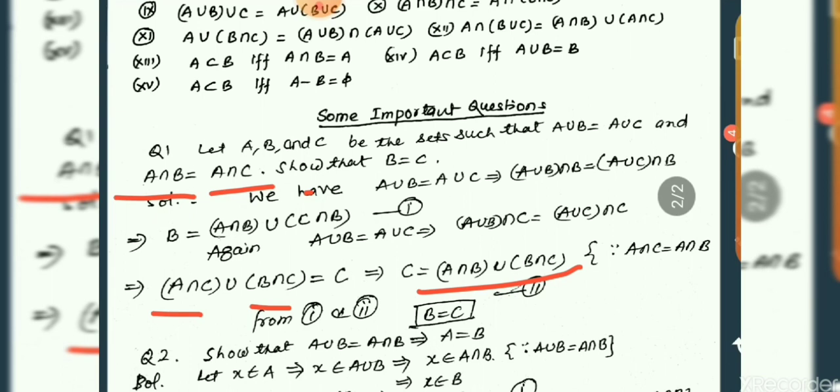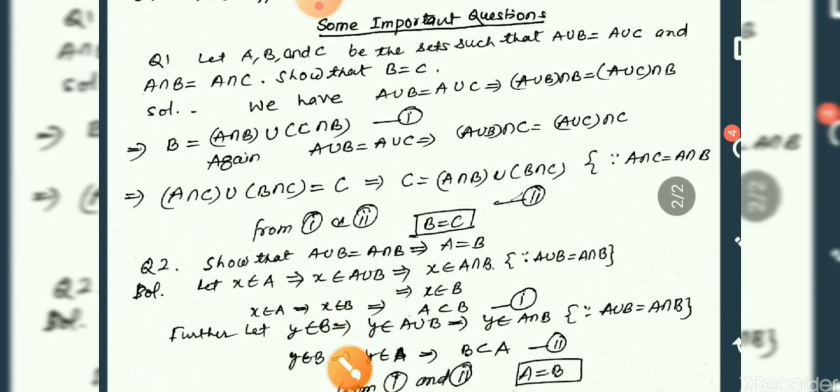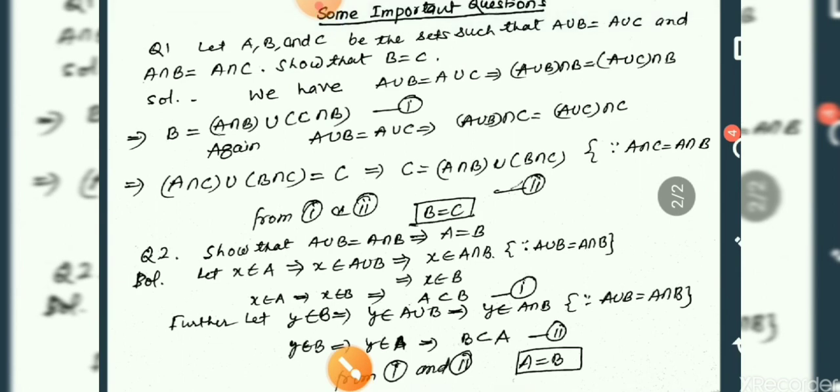Now this is our part 2. Now from first and second we can write B is equal to C. So it is proved, now B is equal to C. Let's check another example. Show that A union B is equal to A intersection B implies A is equal to B.